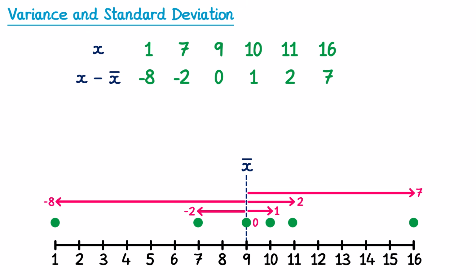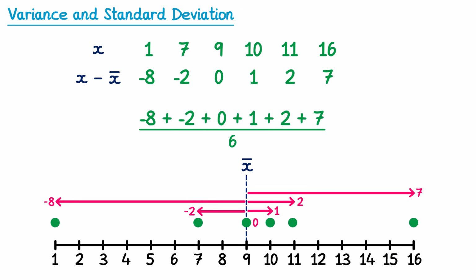So if we add up all of the values we just calculated, and divide it by how many there are, which is 6, we end up with 0. This might be surprising at first, but if you give it some thought, this will actually always be 0. All of the differences above the mean will always be cancelled out by the differences below the mean. Therefore, it's not a very good way of comparing how spread out the data is. We need a different approach.